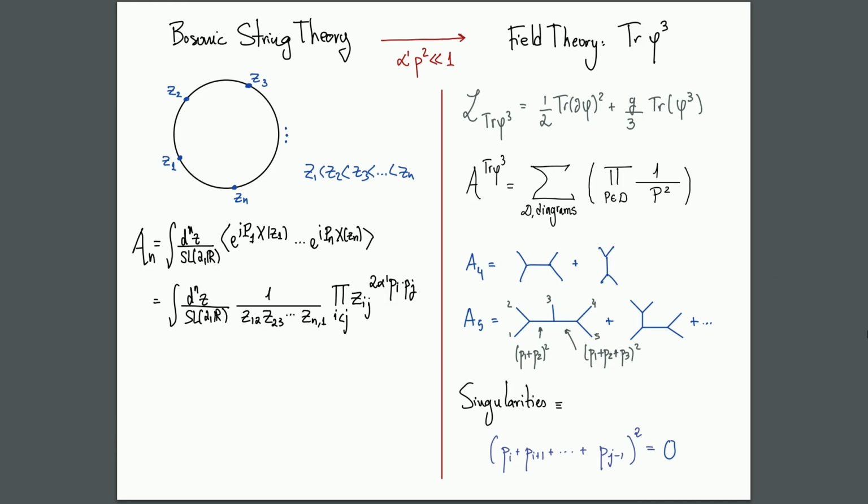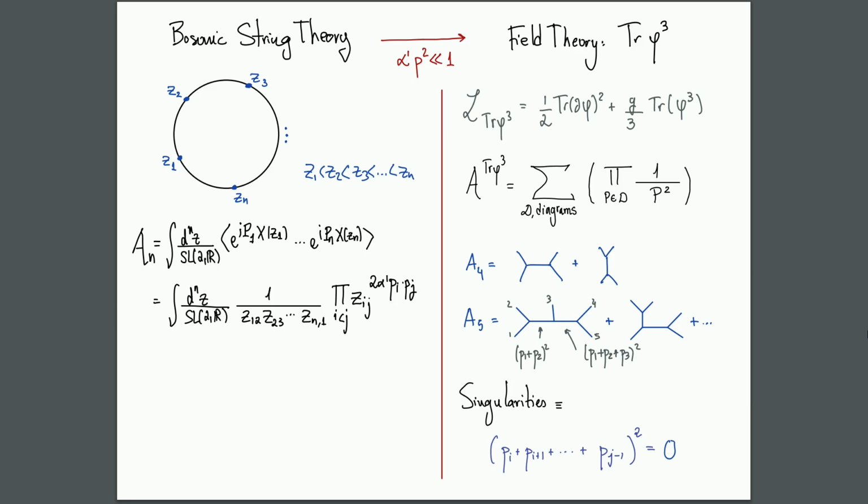trace phi cube theory, a very simple theory of colored scalars that interact via a cubic interaction, whose amplitudes are extremely simple. Already at tree level, if I fix the ordering of the external particles, I only get contributions from planar diagrams. Here I have the examples at 4 points and 5 points, and what I would like to highlight is that the momentum that appears in the propagators of these diagrams is not any combination of momenta, it's specific sums of consecutive momenta. So the singularities are located when sums of adjacent momenta go on shell.